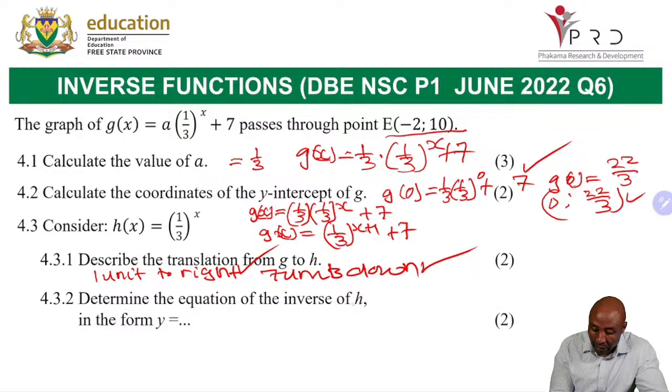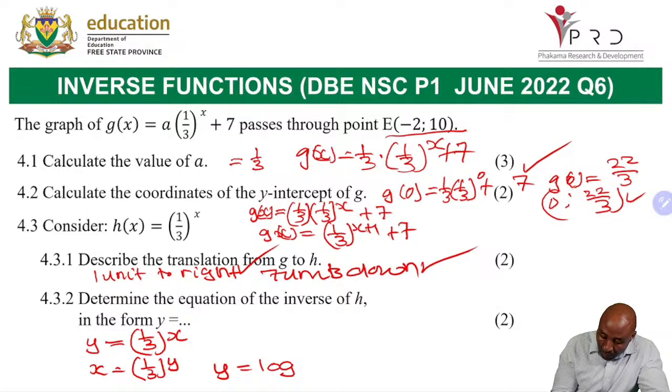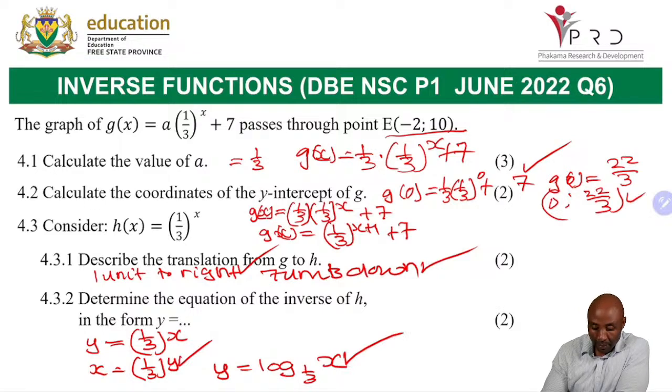The equation of the inverse of h, so we are saying our function now is y is equal to 1 over 3 exponent x. Interchange x and y, we get x is equal to 1 over 3 exponent y, which means our y is equal to the logarithm to the base of 1 over 3 of x. Then interchange x and y, the equation will get you 2 marks. So we must be able to get these marks.